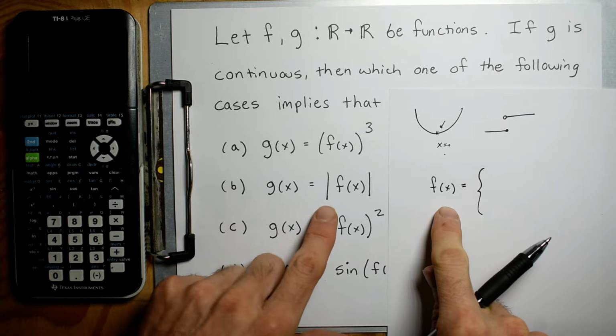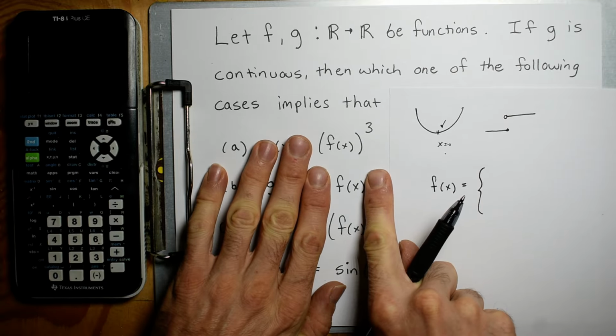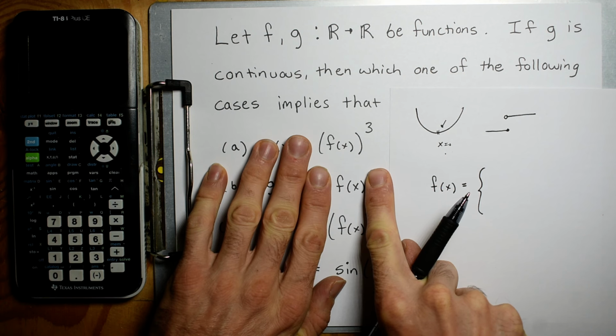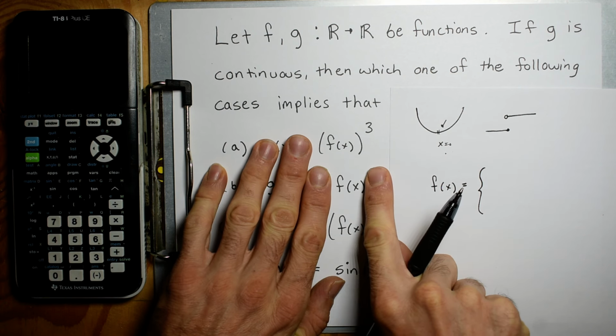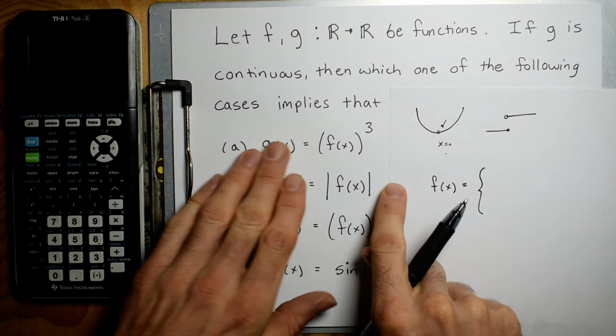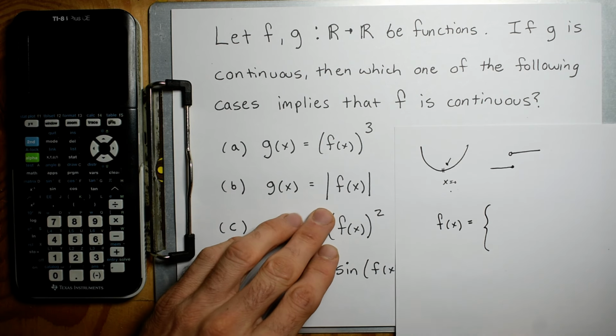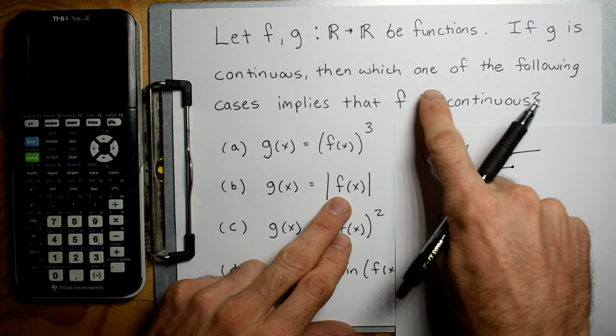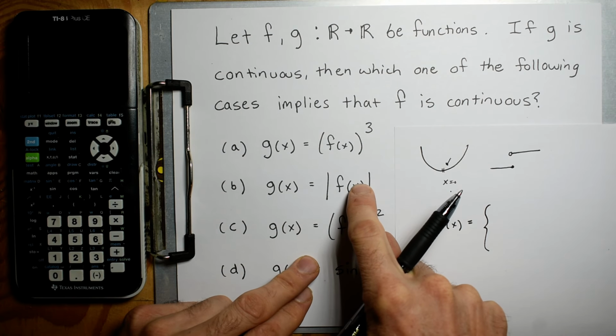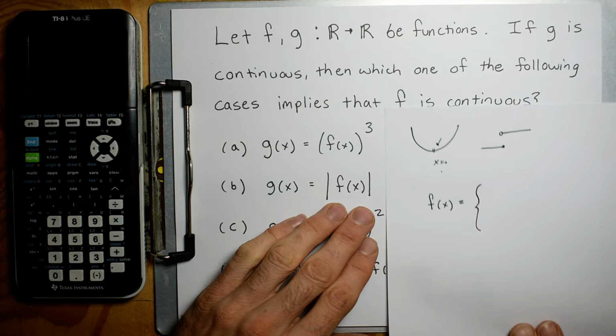Now we're just talking about f of x. And we're trying to make a discontinuous function that when we take the absolute value, it becomes a continuous function. And that's what we're going to show. And so that would make this one incorrect because we can show that this can be discontinuous. We're also going to show that this can be discontinuous.